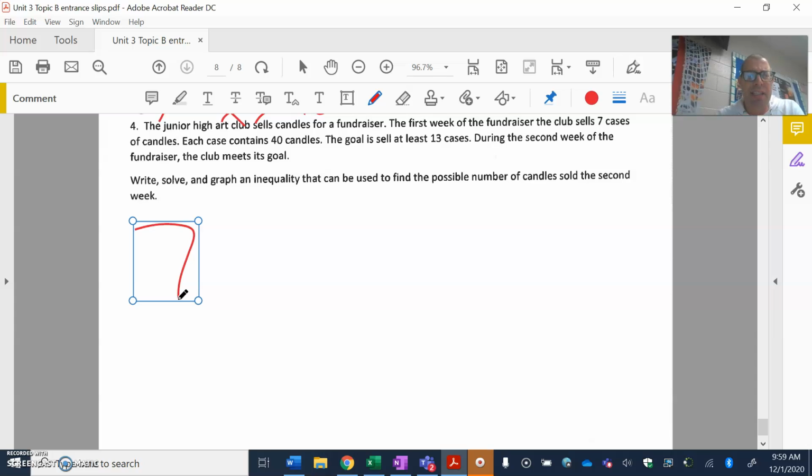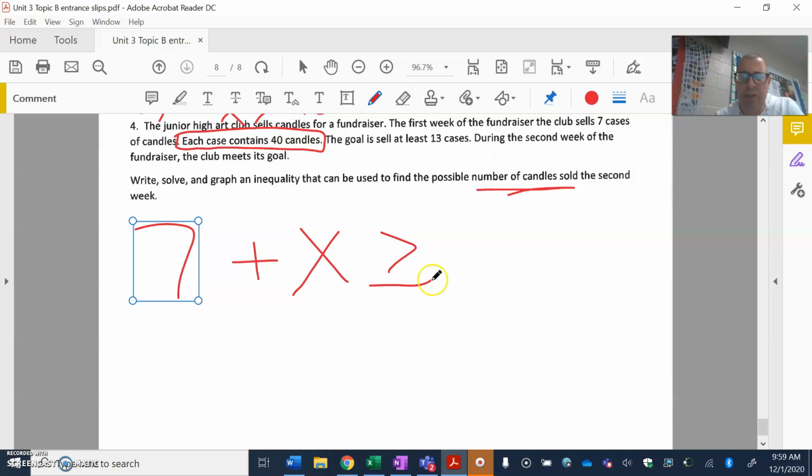So here's the thing: is this 40 candles? It's not that it's extra information, but because the question does want to know the number of candles being sold. So we want 7 plus X. All right, because we don't know how many cases there are, and we want it to be at least 13, so greater than or equal to 13.